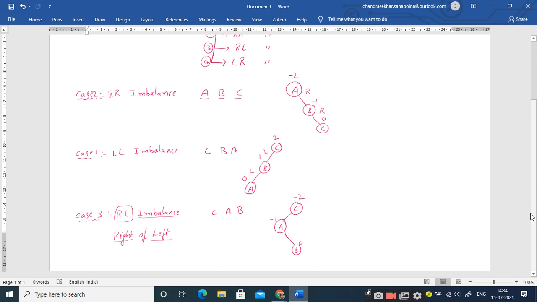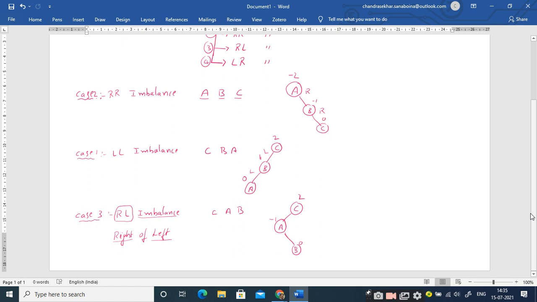Right, what is the height of the left child? It is 2, and the right child height is 0. Therefore, height of left child is 2 minus height of right child is 0, therefore it is 2. Is it true or not? Yes, sir.